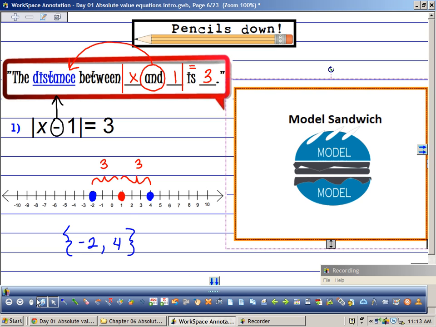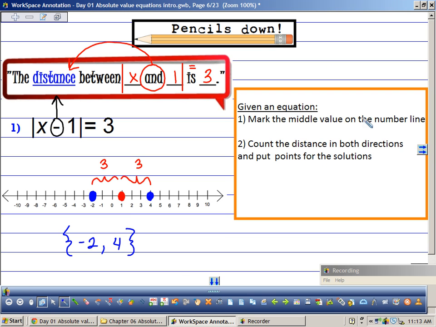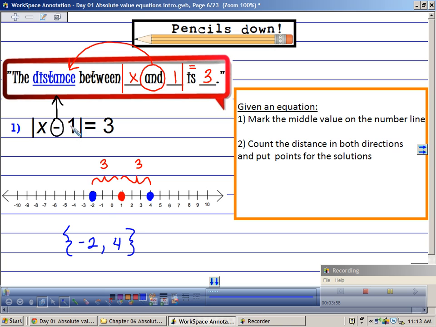Let's go over my steps. My first step is to mark the middle value on the number line. That's my middle right there. That's who we're talking about. We're talking about how far a number is from 1. Okay, next I need to count the distance in both directions and put the points for the solution. Okay, is this correct? -2, 4?